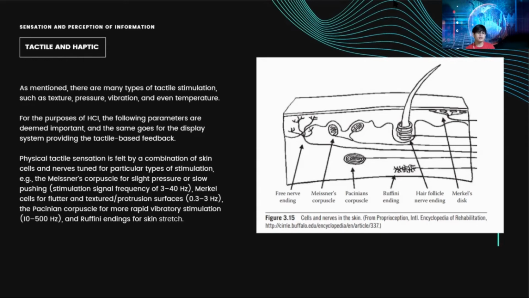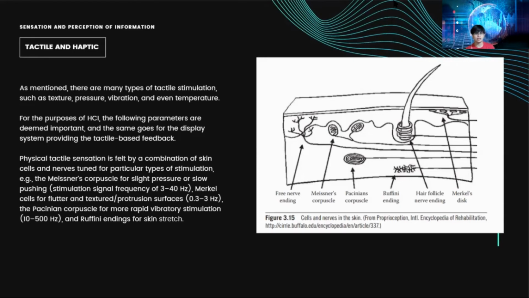Physical tactile sensation is felt by a combination of skin cells and nerves tuned for particular types of stimulation. Example: the Meissner corpuscle for slight pressure or slow pushing, with a stimulation signal frequency of 3 to 4 Hz; Merkel cells for flutter and textured protrusion surfaces, or 0.3 to 3 Hz; the Pacinian corpuscle for more rapid vibratory stimulation from 10 to 500 Hz; and Ruffini endings for skin stretch.